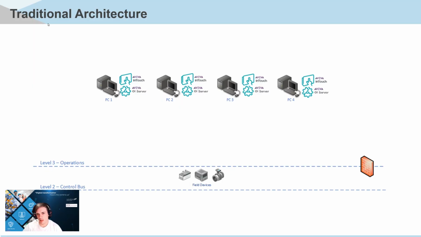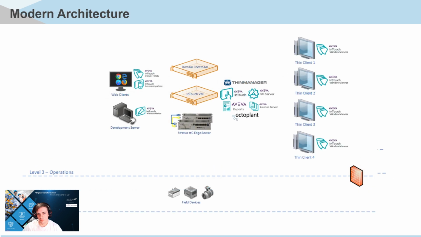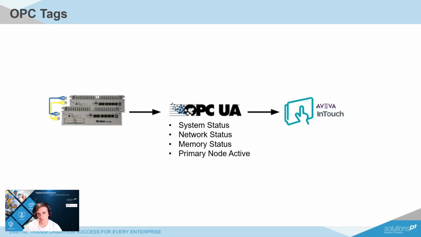To begin with, this is a traditional architecture where you'd have individual PCs and you'd have to maintain the operating system and the software on each of them. So it can be quite a large maintenance effort. So what we would recommend is moving to a thin client architecture, where you can use the Stratus ztC server as the hypervisor, and you can have thin clients. It's a lot easier to maintain because everything is running on virtual machines on the server, and you also have redundancy.